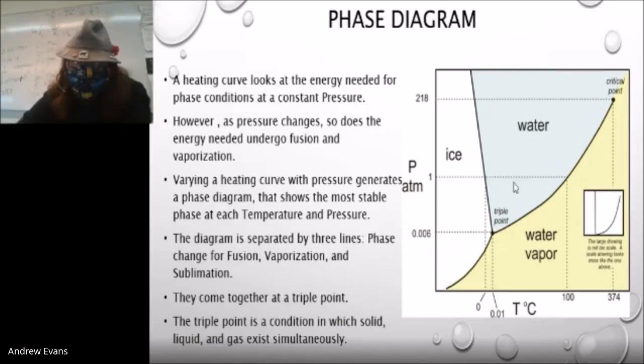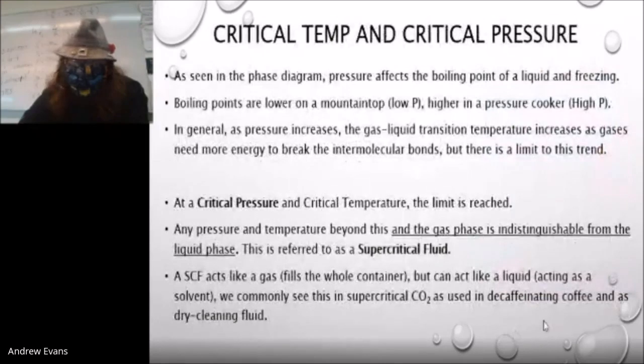There's another point we'll look at in the next slide, which is the critical point right here, the point where this line stops going up. And that's very special. There is a critical pressure and a critical temperature which occurs at the critical point. And so what's going to happen?